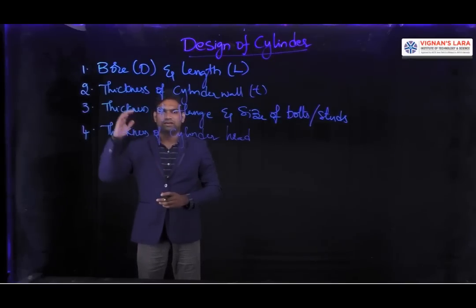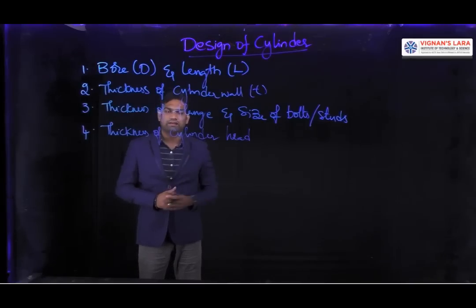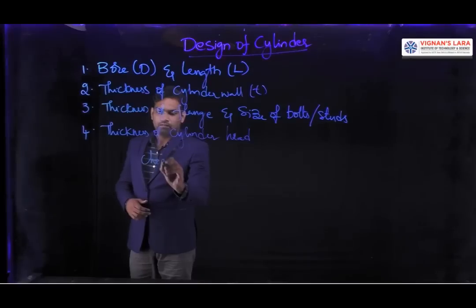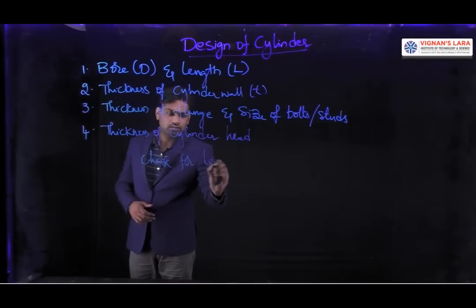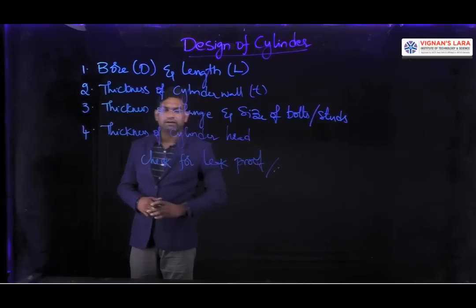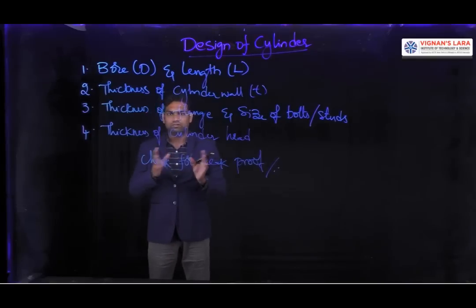Which starts with cylinder bore and length, and the thickness of cylinder wall, and the thickness of liner, thickness of water jacket, and thickness of water space. And next we need to calculate thickness of flange, and then size of bolts and nuts. And step 4, you can calculate thickness of cylinder head, and can also finally check for leak proof. So you need to check whether the calculated design joint is a leak proof joint, in order to avoid the leakage between the cylinder head and block. Clear?